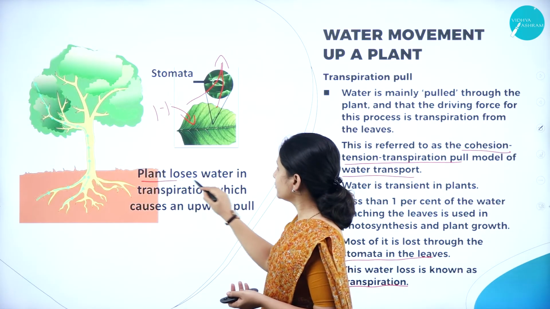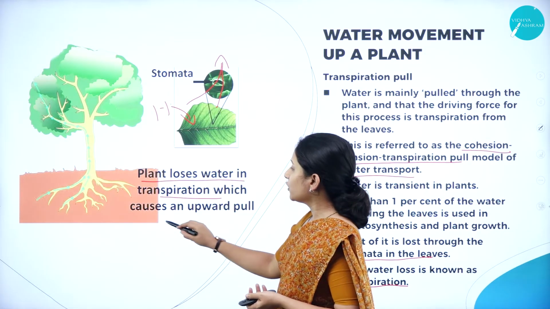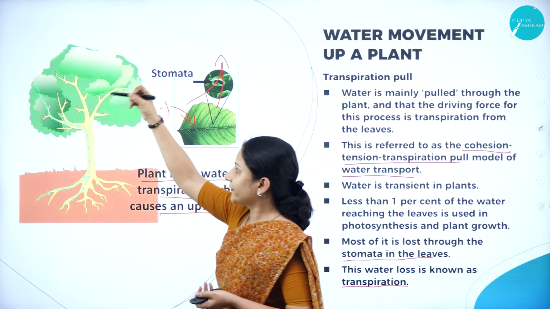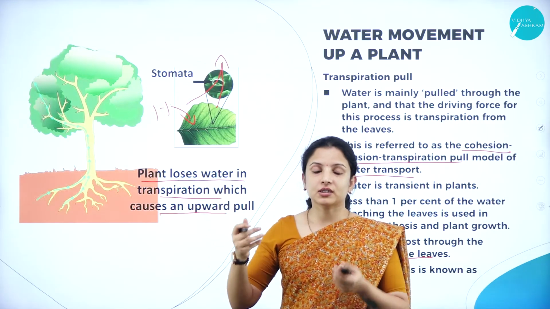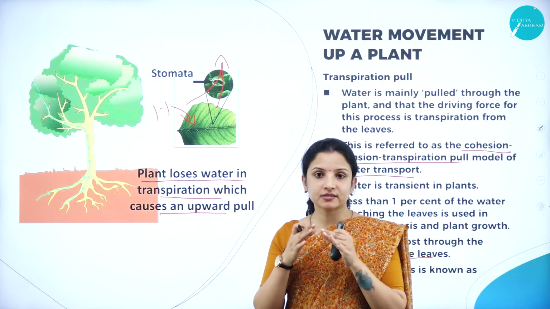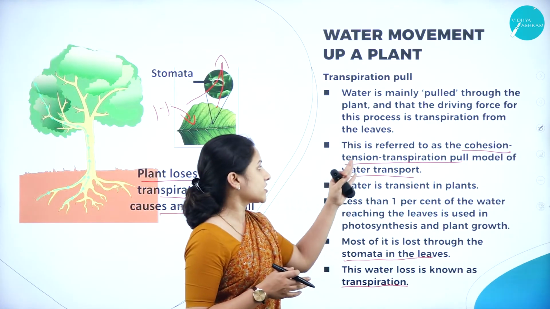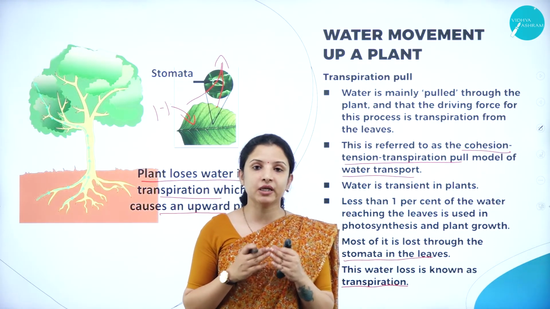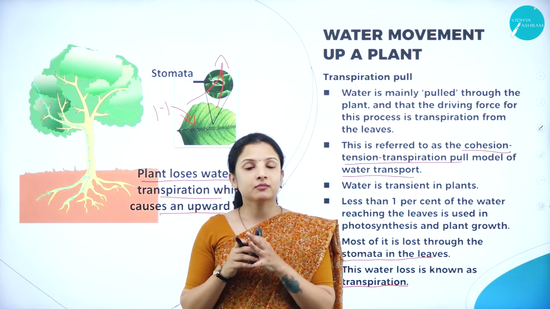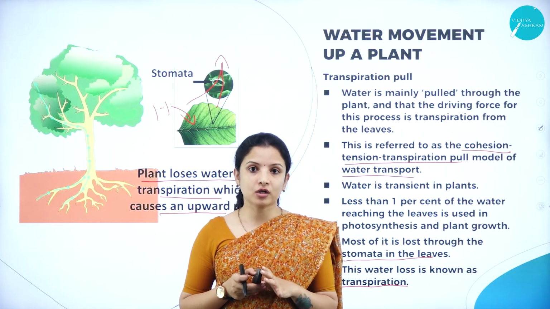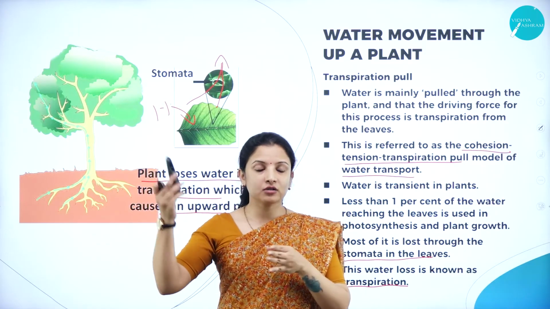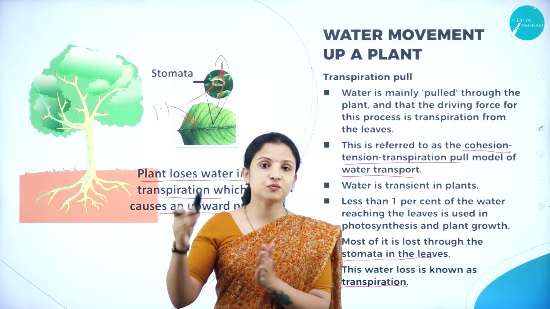So the plant loses water in transpiration, which actually causes an upward pull. Therefore, when the water is lost, a tension is created in the xylem cells, and this tension is called the cohesion tension. Cohesion tension means it has to see that the water molecules are ready. The plants cannot be without water, right? What will happen? It will die. So as the water is lost, the water should get transported through the xylem.